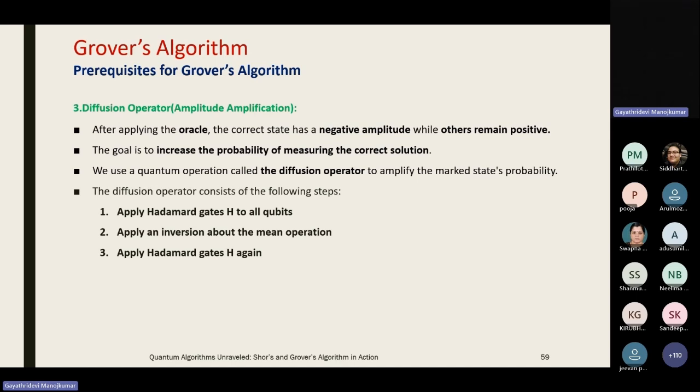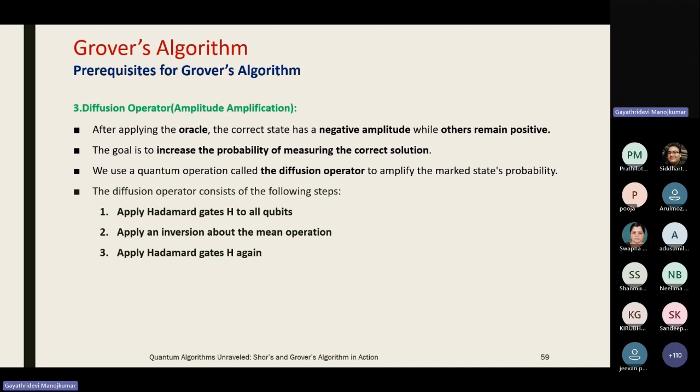Applying the Hadamard gate is very, very important, so that we move back to the equal superposition. Whenever we apply the Hadamard gate, we achieve an equal superposition, right? So when I apply the Hadamard gate to all qubits, I move back to the equal superposition. The next step is applying an inversion about the mean operation. We neglect the deviation from the mean probability.